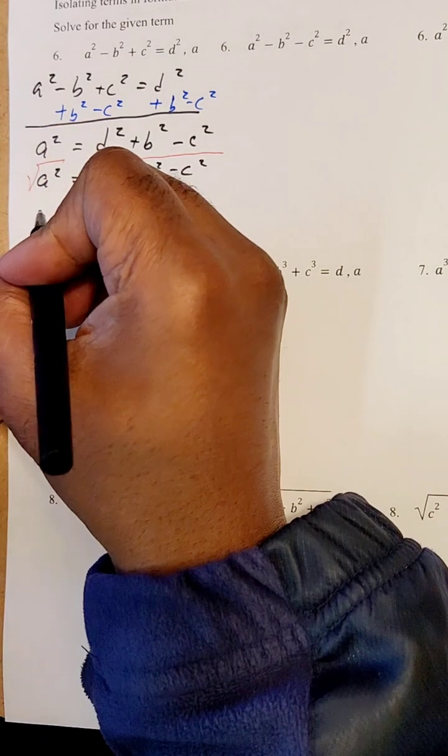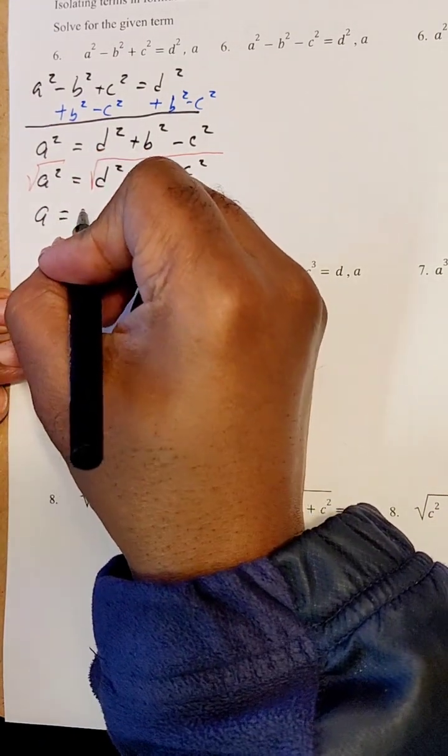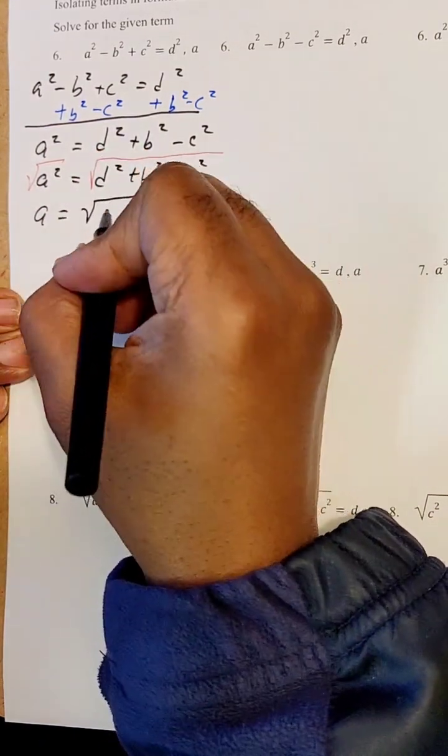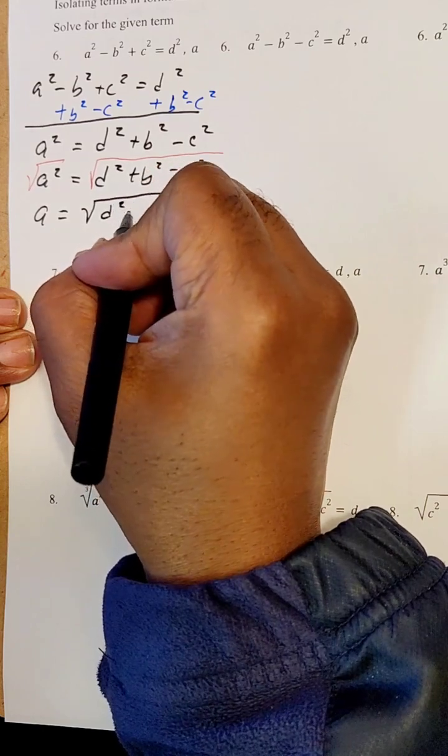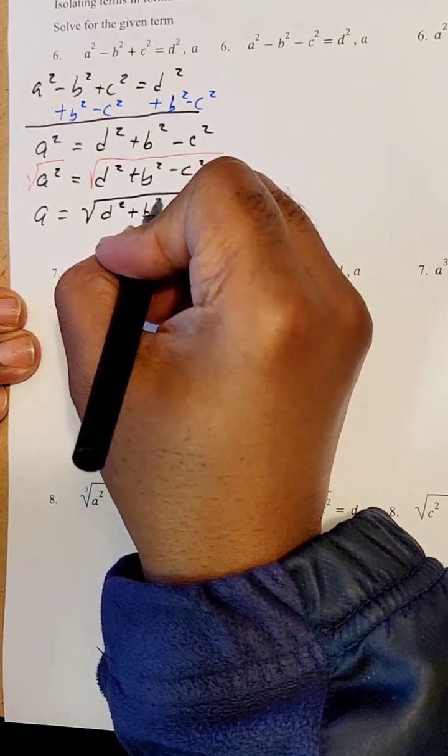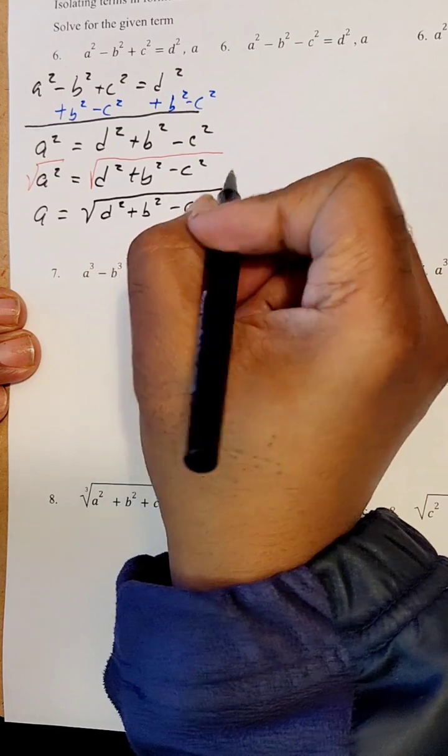So this will be a, and this remains the square root of d squared plus b squared minus c squared.